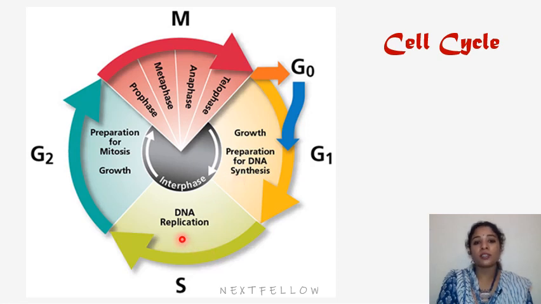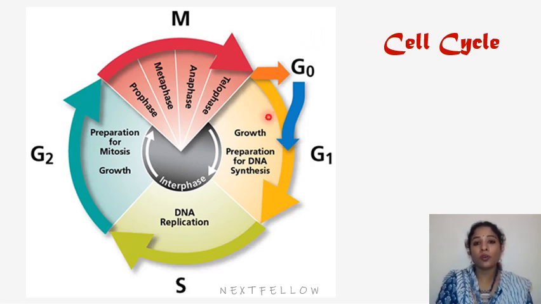Then the S phase is the DNA synthesis phase, where DNA undergoes replication to form a double amount of DNA. Then the G2 phase, or gap 2 phase, is a preparatory phase for mitosis, preparation for mitosis and growth. And finally the M phase. M is the mitosis phase, which again is a combination of four phases.